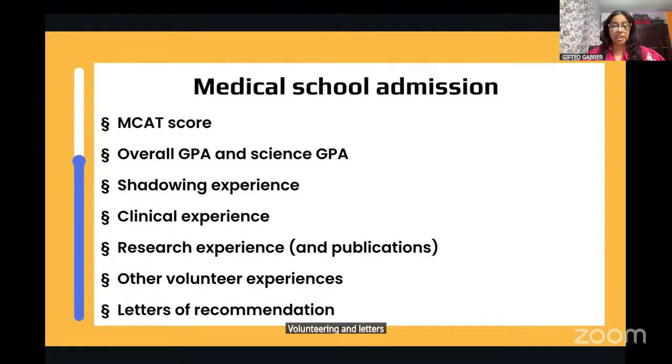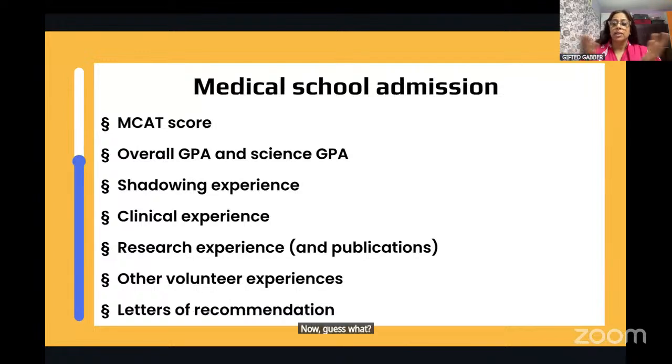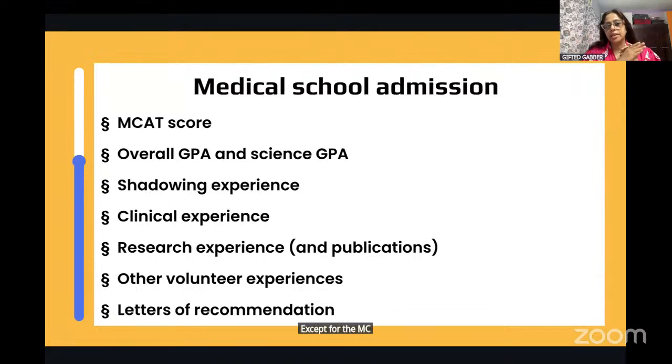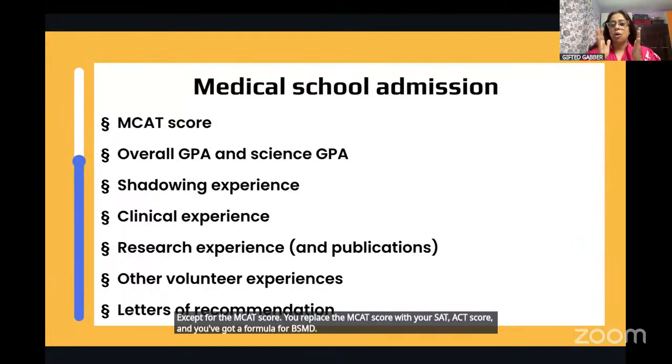If you're multitasking, come back, take a snapshot of this because this is super important. Now, guess what? It's going to come back, and it's very similar to the BSMD, except for the MCAT score. You replace the MCAT score with your SAT, ACT score, and you've got a formula for BSMD. Got it? But all these things need to be done in high school, right? But in the traditional route, you have 4 years to accumulate that. So that's the main difference.